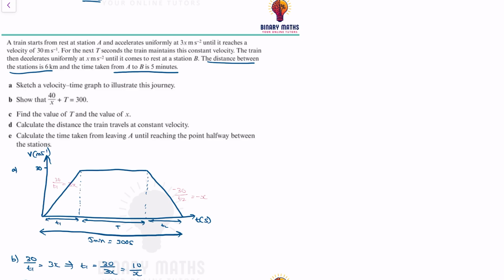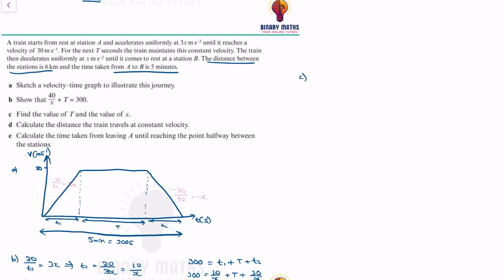So that means total time, which is 300, must be equal to t1 plus t plus t2, which means 300 is equal to 10 over x plus t plus 30 over x, which means 300 is equal to 40 over x plus t, which is what we're trying to prove for part B. So that's done.